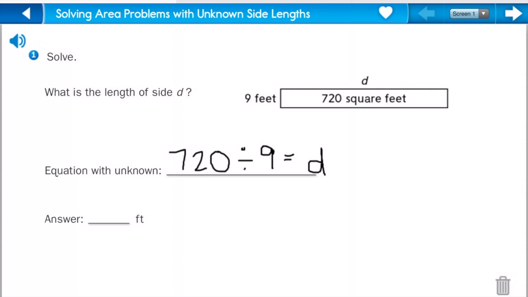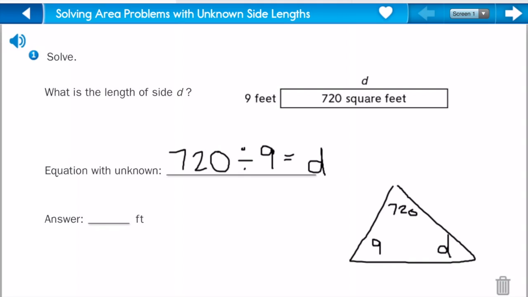So now, I can set this up the same way as we were the last few days. So I can put 720 here. I can put 9 here. And then D is going to be right here. So now, I'm trying to figure out what my side D is.